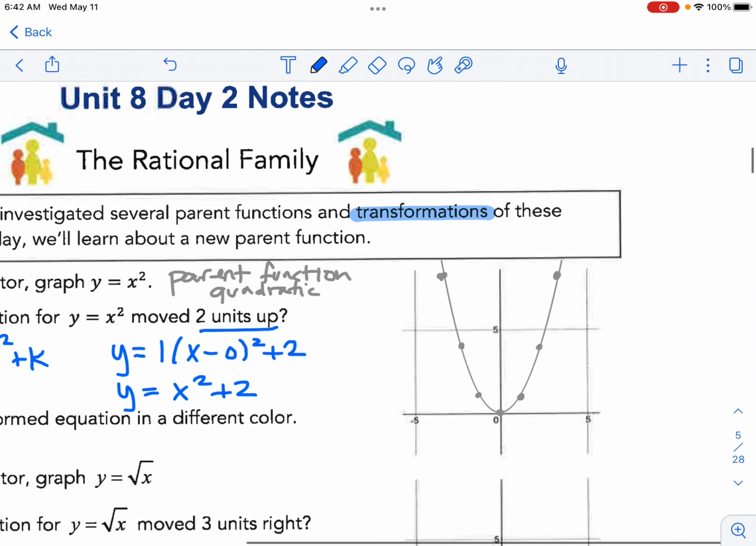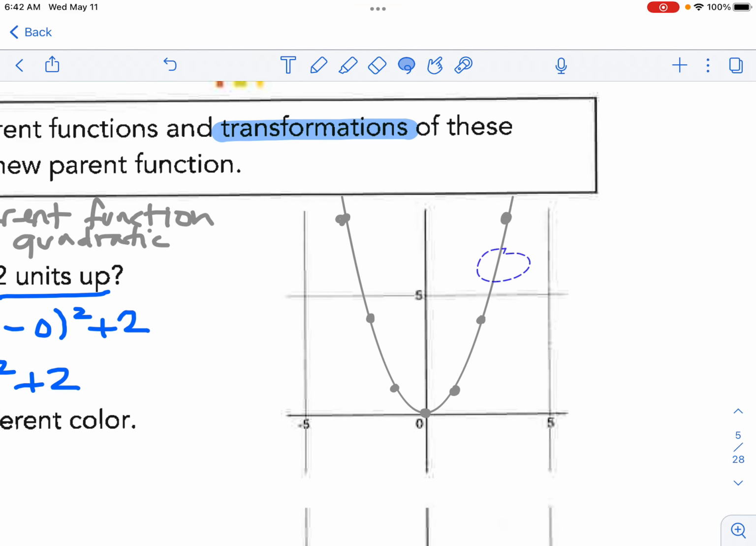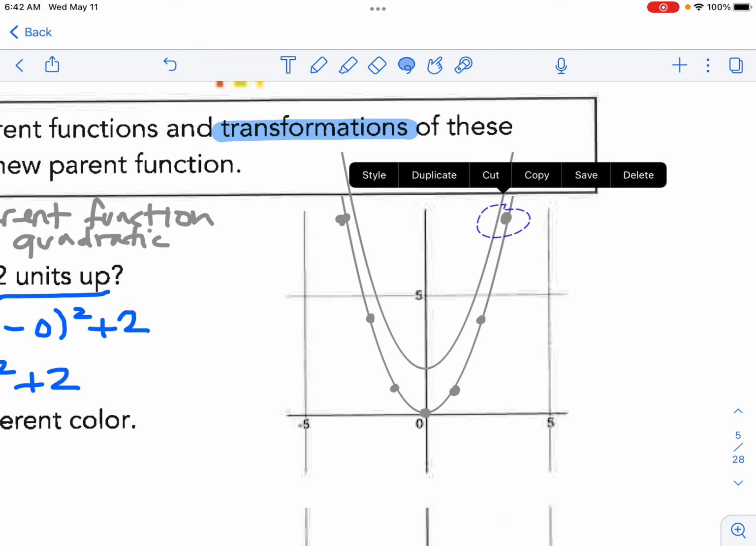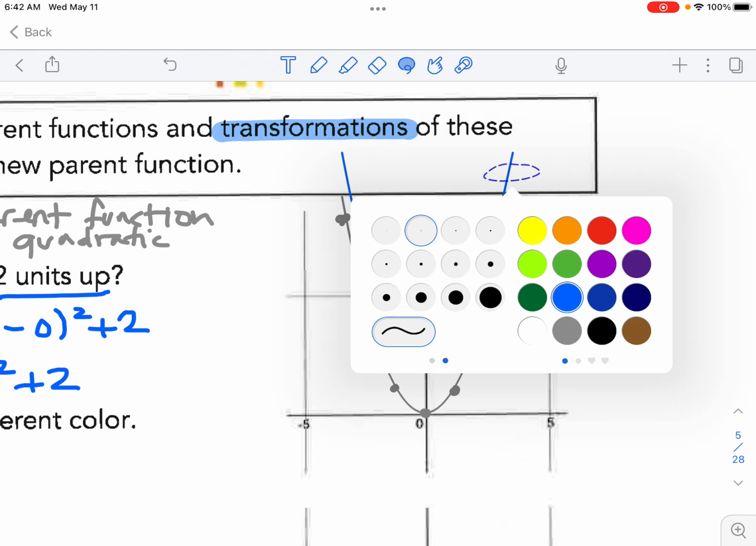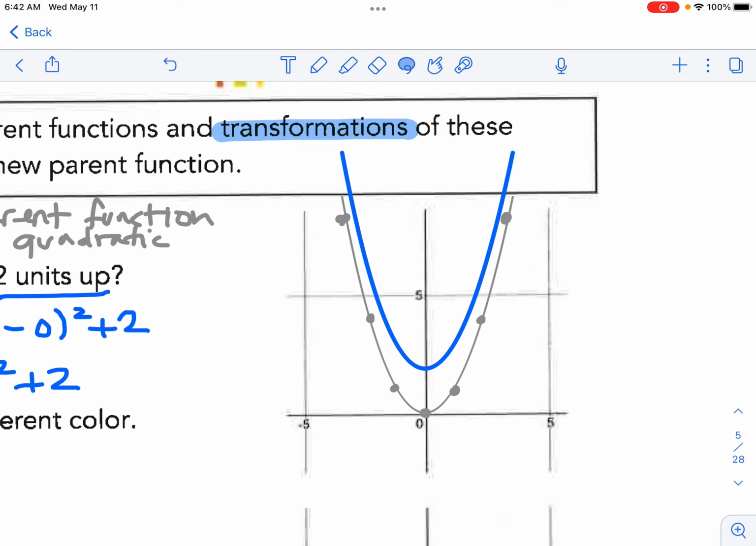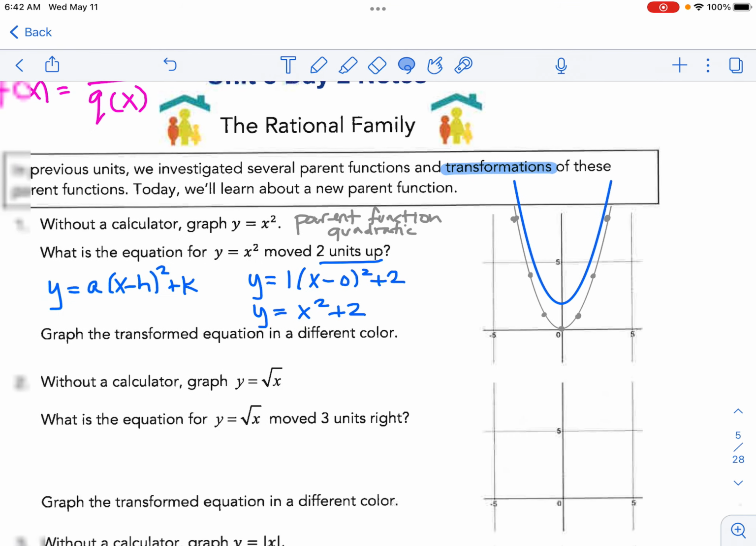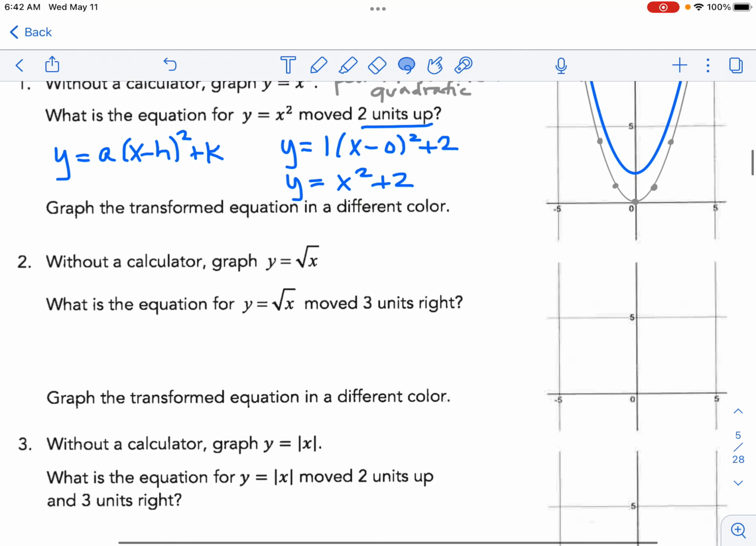So really what we're doing then is we're taking this, I'm just going to duplicate this parabola, and I'm going to move it up 2 units. And then actually I'll make it blue just because I'm color coding here. And let's make that a little thicker. So that is the actual transformed function, x squared plus 2. I think this is probably looking familiar to you as we go through this, right? So let's try this again with a different function.